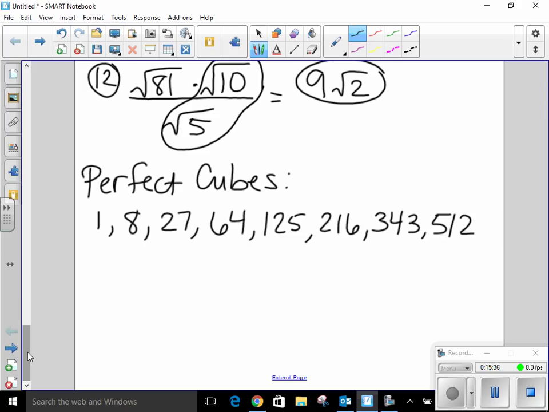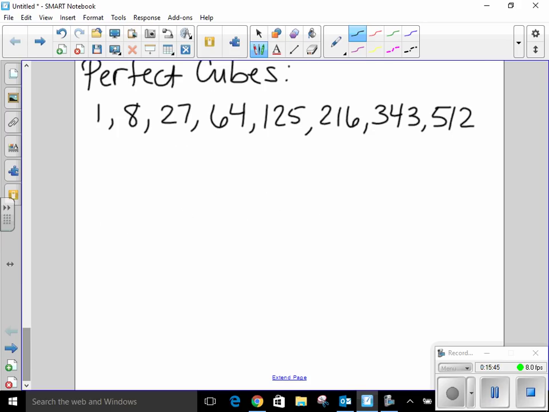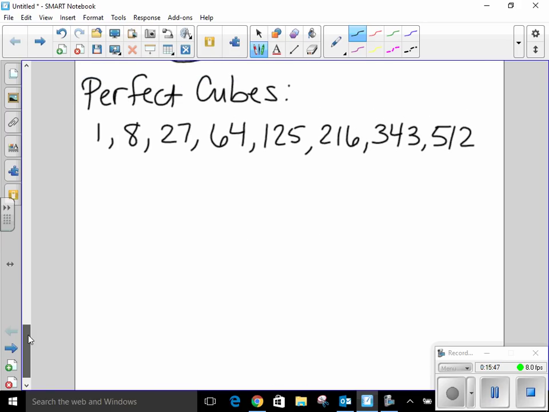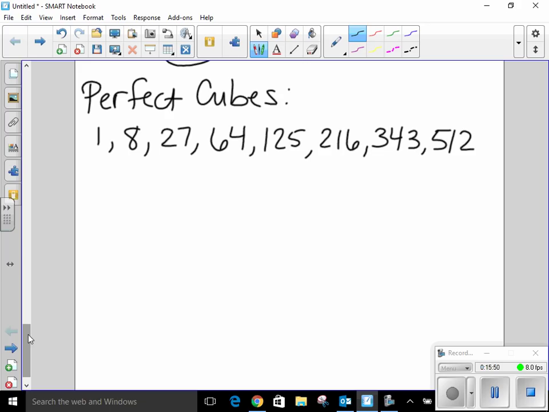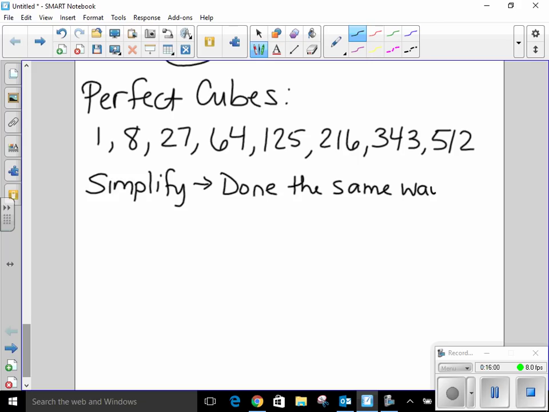You don't have to go up past 6 or 7 just because you can use the calculator to get what you need from there on. They usually don't have numbers that divide into any of these below 216. So if we want to take a look at it, the first thing we want to note is that when you simplify these, it is done the same way as square roots, but you use your list of perfect cubes.